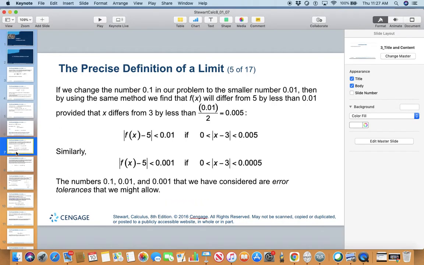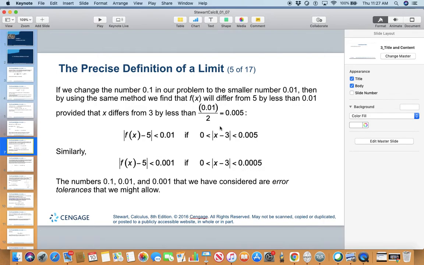Okay, so if we change the number 0.1 in our previous setup to a smaller one, then all we have to do is divide by 2 yet again, and you get a similar argument. Okay, the absolute value of f(x) minus 5 is less than 0.01 if 0 is less than the absolute value of x minus 3, less than 0.05. I take a smaller distance for f, I get a smaller distance for x.